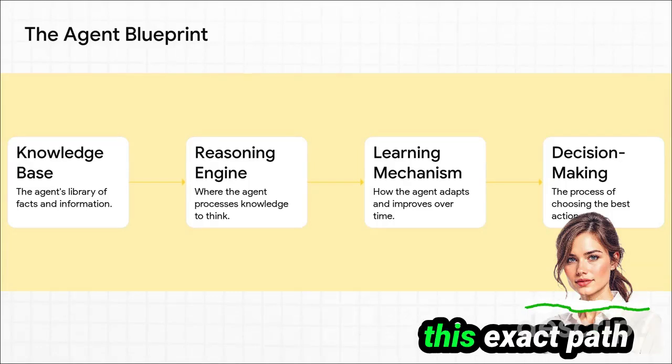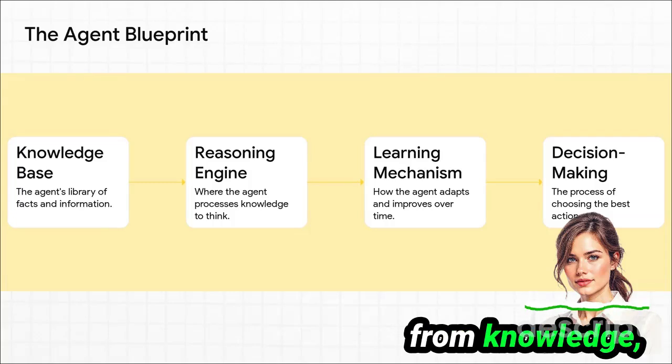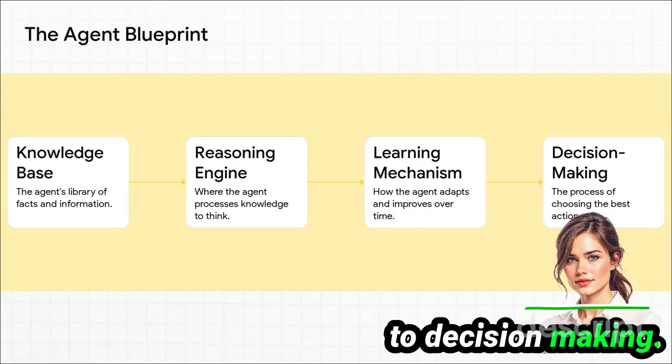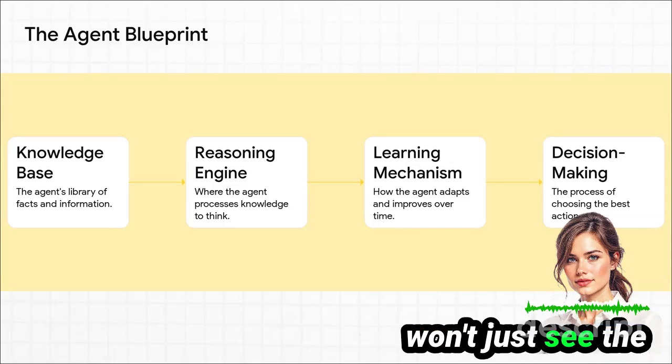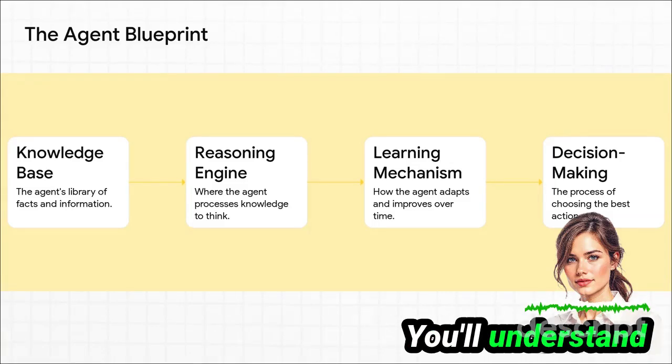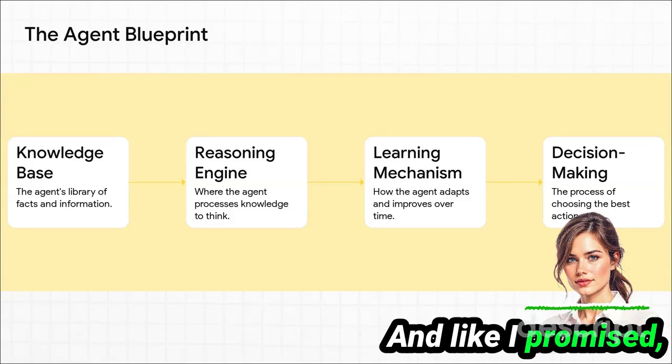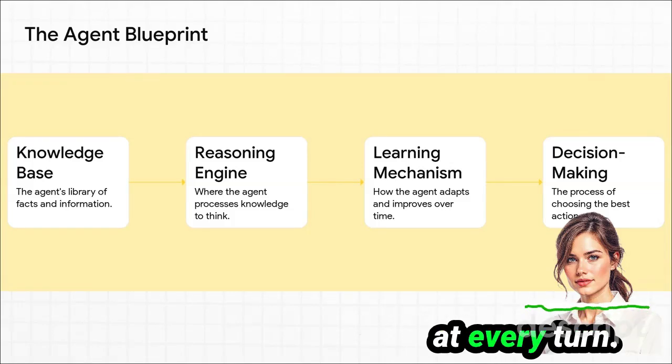We're going to follow this exact path, from knowledge to reasoning to learning and finally to decision-making. By the end, you won't just see the different pieces. You'll understand how they create a thinking machine. And like I promised, we'll keep coming back to this map at every turn.